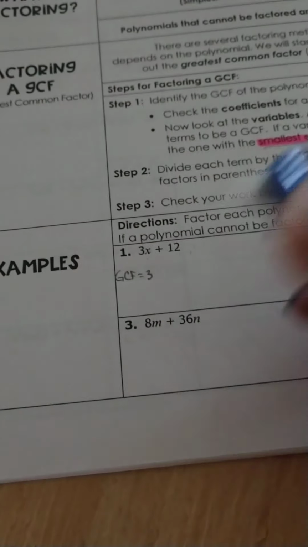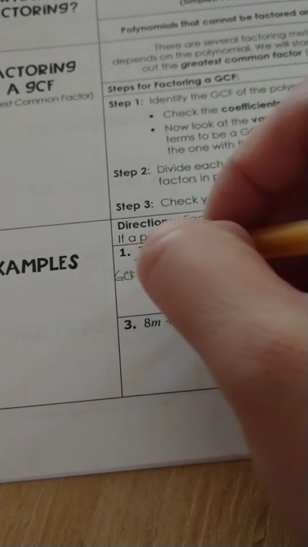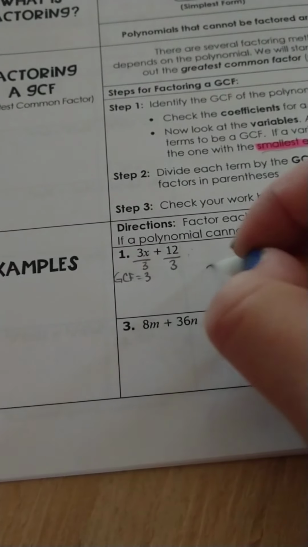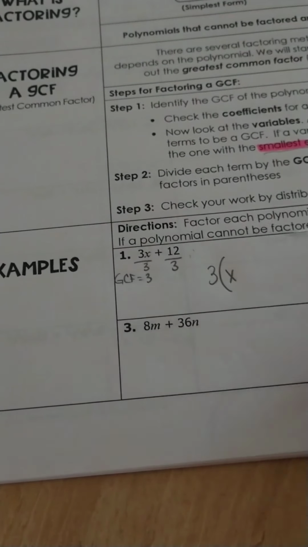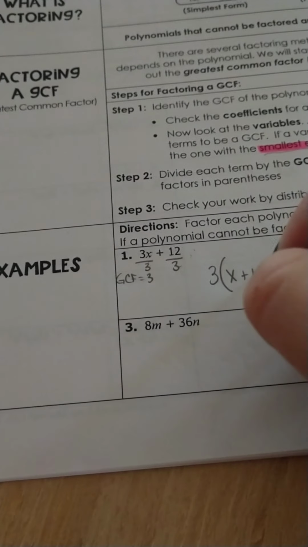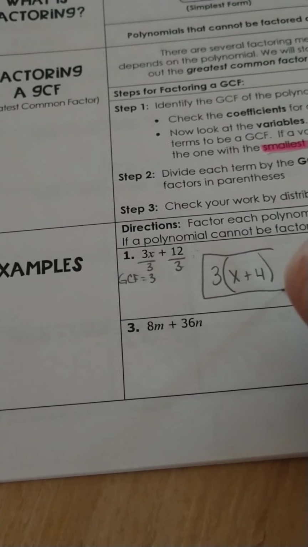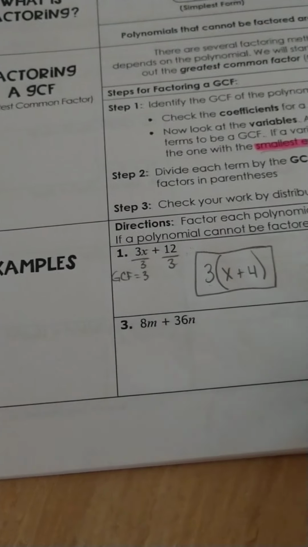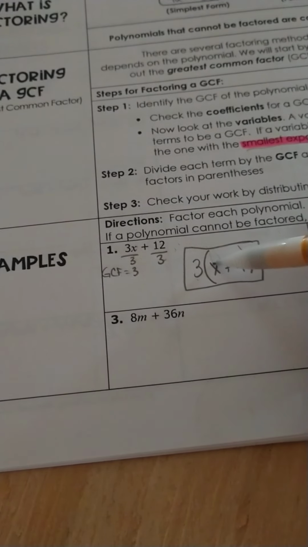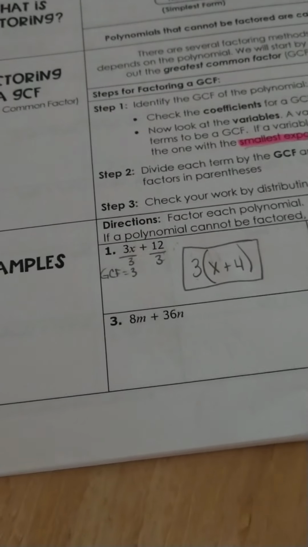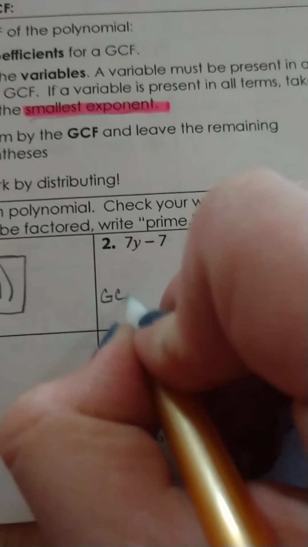Now, this term has an x. This term does not. So you cannot divide by a 3x. You can only divide by 3. So we're going to come up here, divide that by 3, and that by 3. I'm going to put a 3 out front. 3x divided by 3 is just 1x, plus 12 divided by 3, that's 4. That's your answer. Your answer is 3 times the quantity, x plus 4. And when it says distribute your work to check your answer, what's 3 times x? 3x. What's 3 times 4? 12. It matches.